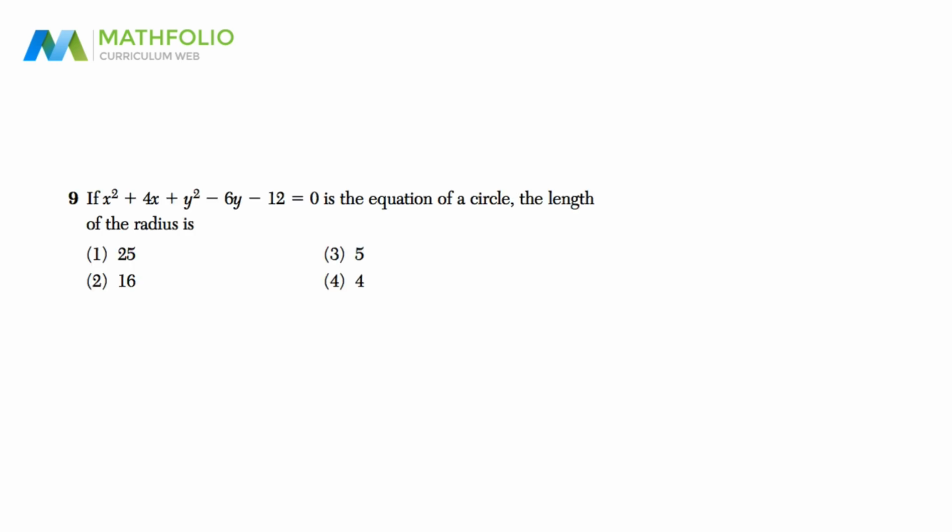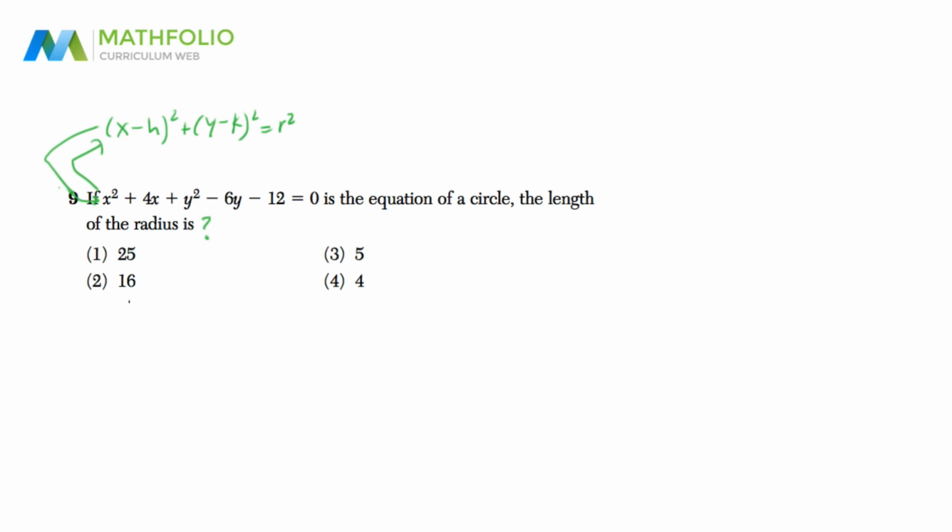Okay, here's 9. So in this question, we are told that this is the equation of a circle, and the length of the radius is question mark. We're trying to find that. Well, hopefully we remember the equation of a circle looks like this: x minus h squared plus y minus k squared equals r squared. So we have to make this look like this. You've got to go one way or the other.